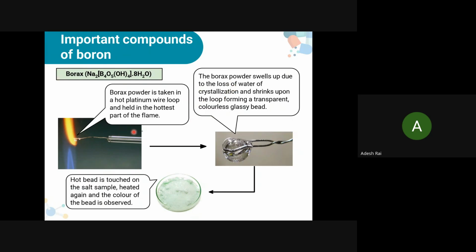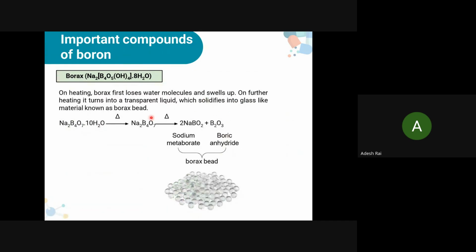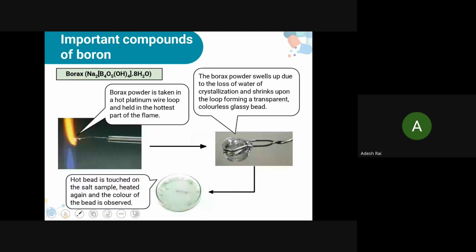When you heat borax powder, it loses water of crystallization and we only end up with Na2B4O7. So the borax powder swells up due to the loss of water of crystallization and shrinks upon the loop, forming a transparent, colorless glassy bead. Can you see this?